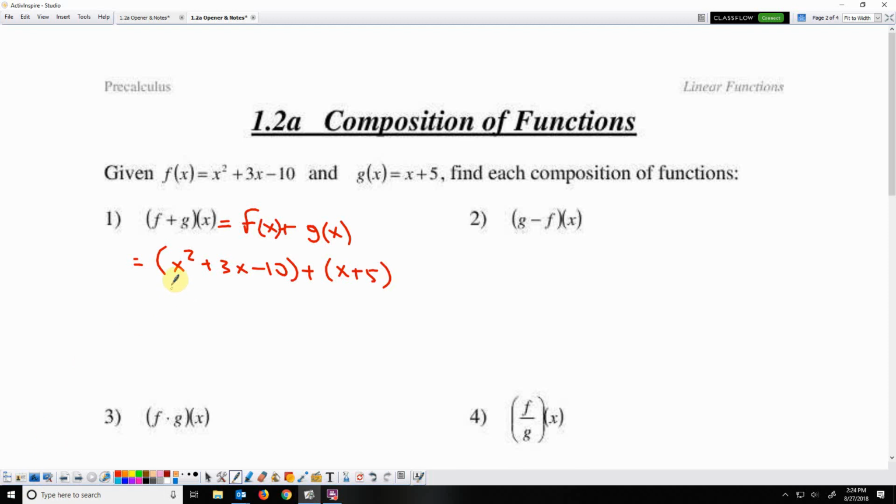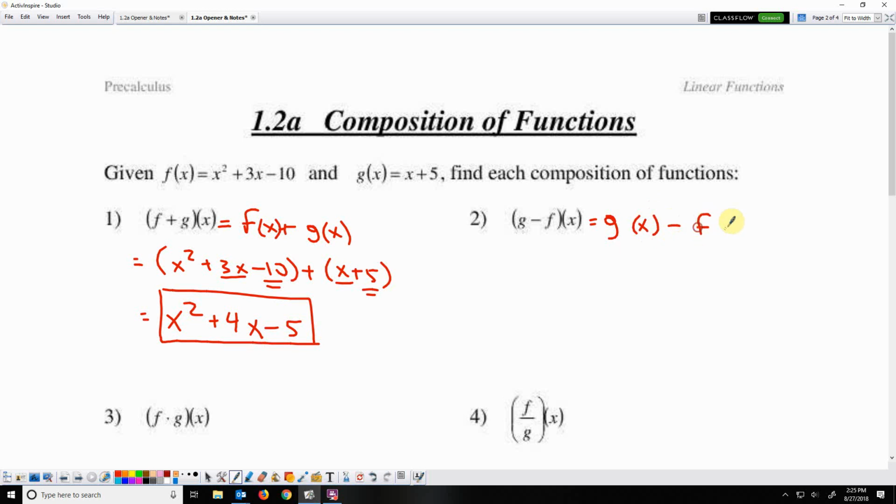So we're going to combine like terms. There's an x squared. There's no x squared over here, so x squared. 3x plus x is 4x, and negative 10 plus 5 is negative 5. Now those parentheses really didn't do anything for us in this particular problem, but it's good to get in the habit of just having them because there are sometimes when they actually will make a difference. So get in the habit of keeping those parentheses.